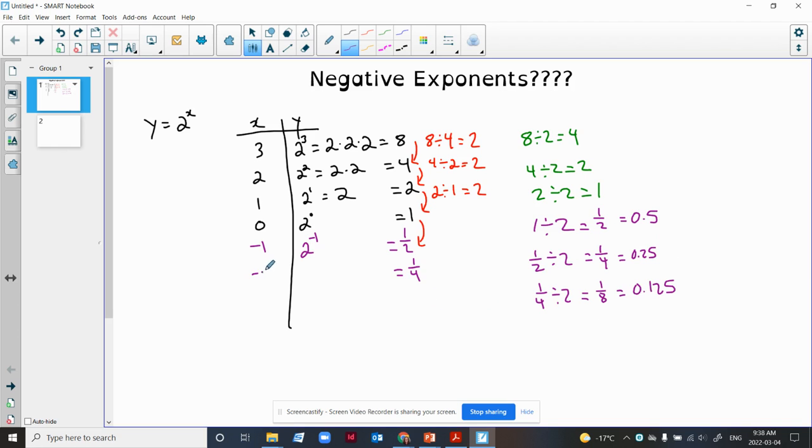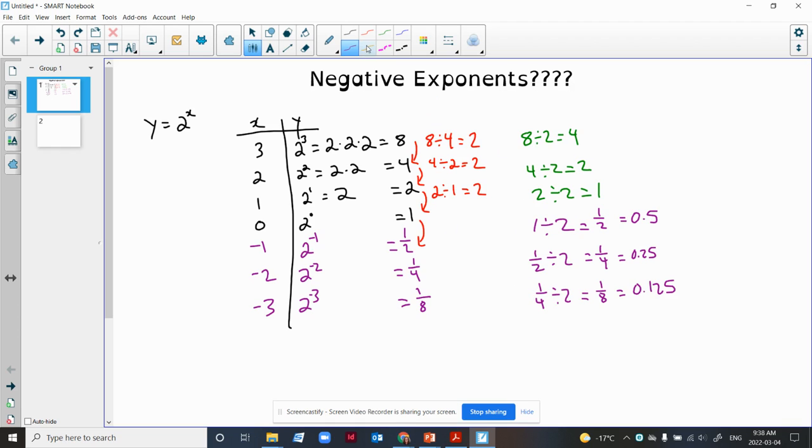Oh, I forgot to put it here. So 2 to the negative 2 equals 1 over 4. And when x is negative 3, 2 to the negative 3 equals 1 over 8. Okay, so great, we were able to calculate them. But how do we connect it to the rule, figuring out what's going on without always having to divide the previous one? That's a lot of work.